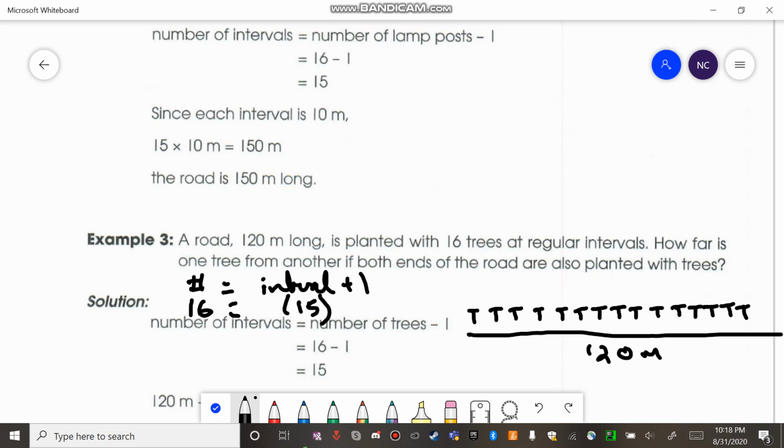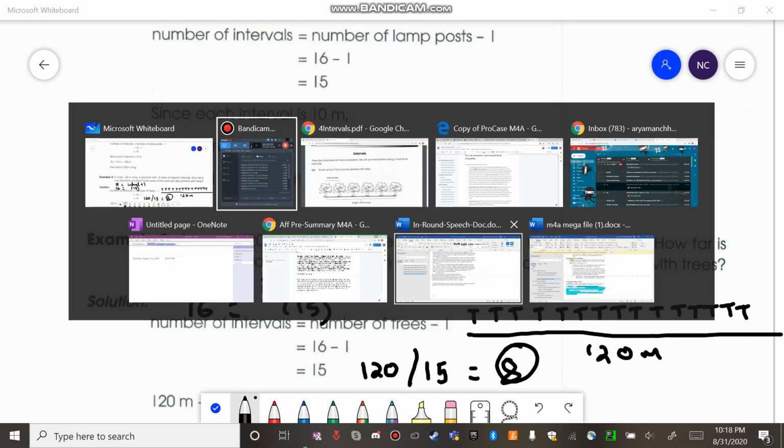So how far is one tree from another if both ends of the road are also planted with trees? With 15 intervals and 120 meters for those intervals, we simply are going to be doing 120 divided by 15, which is 8. So we're going to be having 8 meters between each interval. So 15 intervals and 8 meters per interval. And that's how to do intervals.